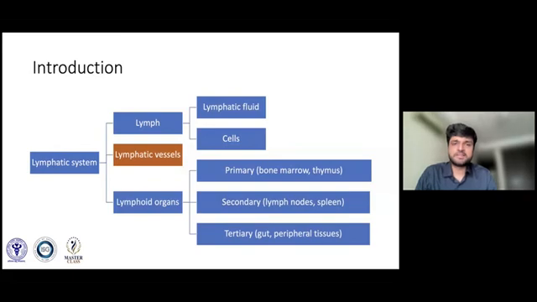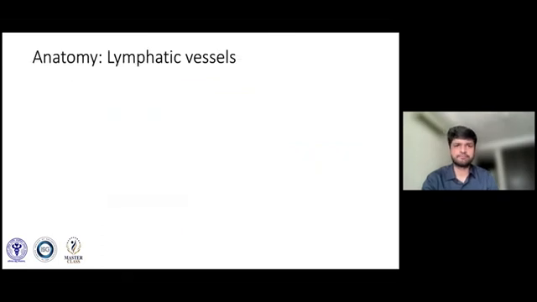The lymphatic system is a complicated system. It has lymph, which includes lymphatic fluid and cells. It has lymphatic vessels, and it has lymphoid organs, which could be primary lymphoid organs, secondary lymphoid organs, including lymph nodes and spleen, and then tertiary lymphoid organs, which are the gut, the mucosal associated lymphoid tissue, and the peripheral tissues.